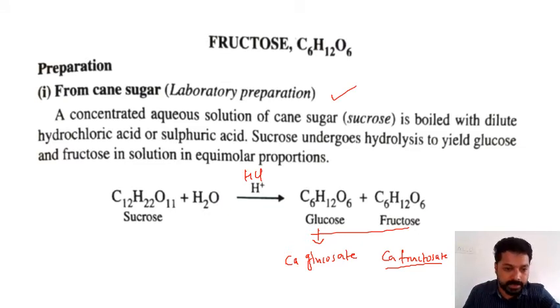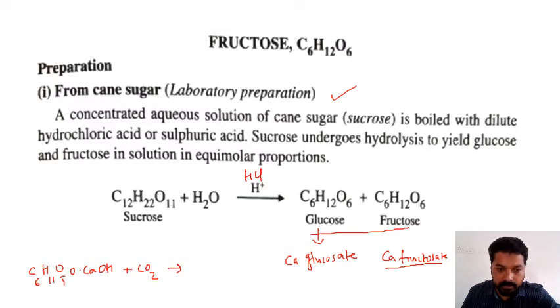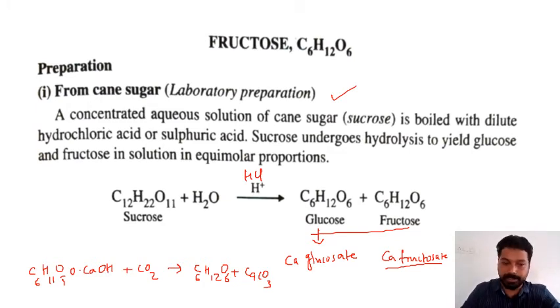The reaction will be like this: calcium fructoside, C6H11O5OCaOH, then by passing carbon dioxide you can get pure crystals of fructose, C6H12O6, plus calcium carbonate. So this is the laboratory preparation.